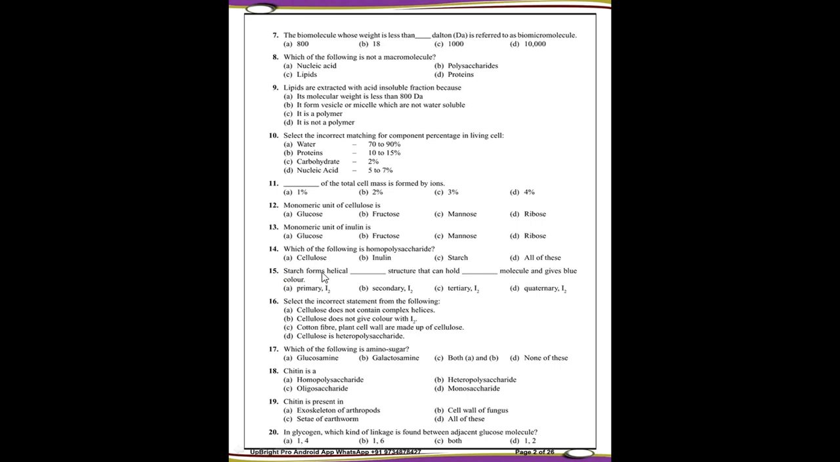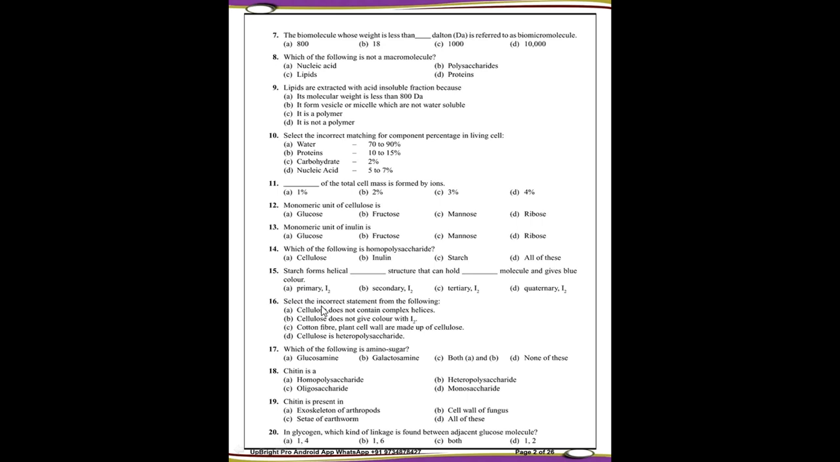Starch forms a helical structure that can hold iodine molecules and give the blue color. So how to test for starch? When starch is in iodine solution, it forms a secondary structure that can hold and react with the iodine molecule to give that blue colored complex. So the answer for question 15 is B.